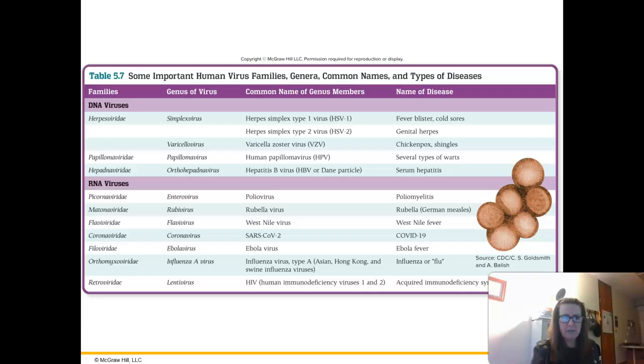Some viruses on the bottom: poliovirus, rubella, West Nile, Ebola, and a variety of influenza, and HIV. The other thing we see in this table is at the first top of the table is the DNA viruses, and the ones at the bottom are RNA. So remember how we said they are one or the other, they're not both.